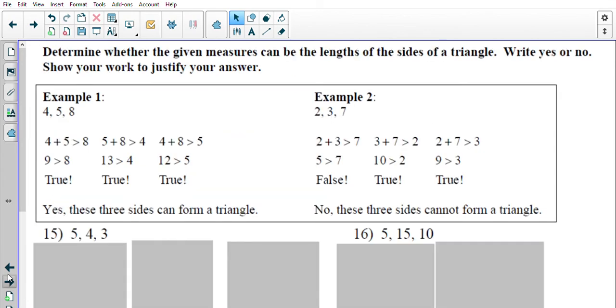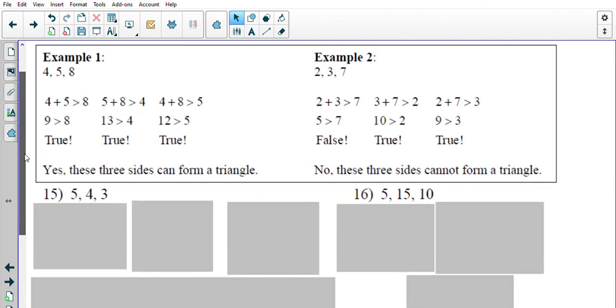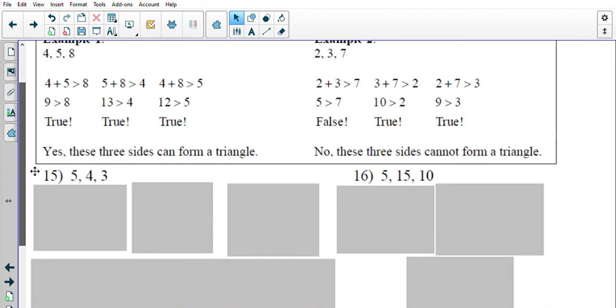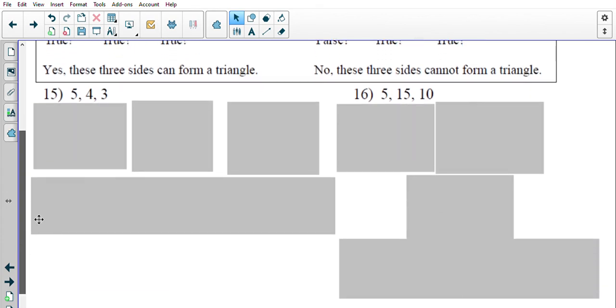So it says to determine whether the given measures can be the lengths of the sides of a triangle. I know that's confusing when it says measures, but we also use measure for side lengths, not just angle measures. So we want to determine, can those three side lengths be the sides of a triangle? We're going to write yes or no. Show your work to justify your answer. You can see two examples typed in here. Again, I'm not going to read through the examples. We're going to do our examples down below, but you can certainly look back at those if you need some more assistance.